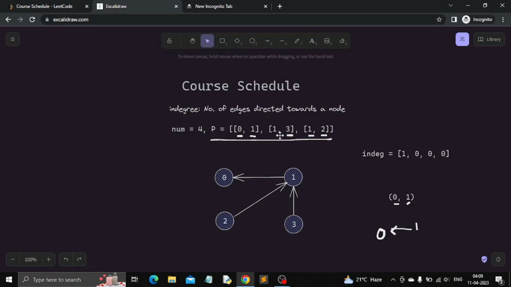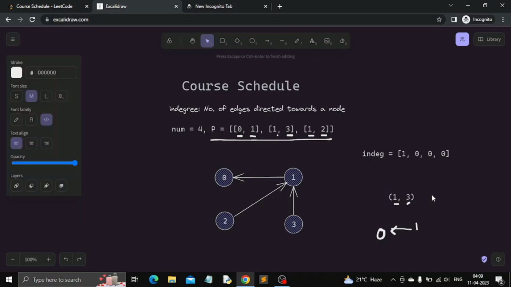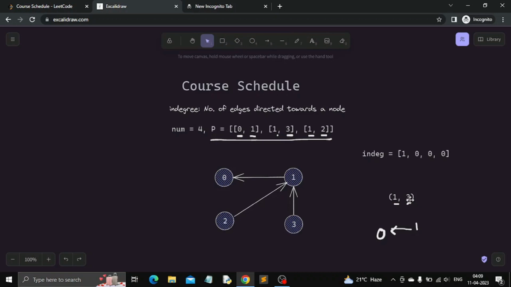Similarly, coming to the next pair, course 1 is dependent on course 3, and it means we have a directed edge from course 3 towards course 1. So we are going to increment the in degree of course 1.